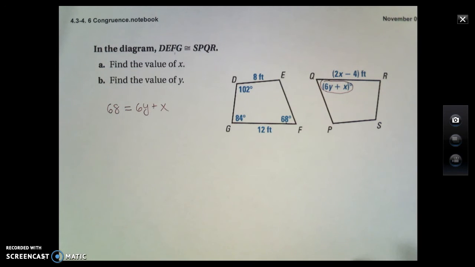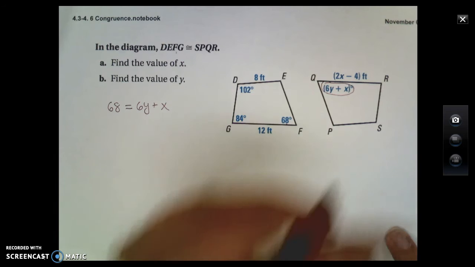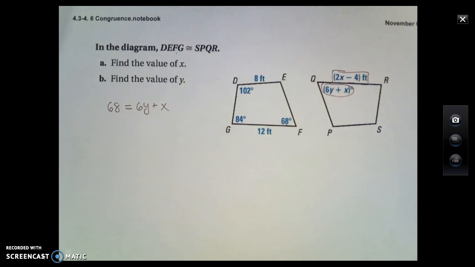Now this isn't particularly helpful because I have x's and y's and I'm not able to solve for a particular variable yet. So we're going to have to now look up here at QR and make a decision here. QR is listed as 2x minus 4. So I now need to find a corresponding side to QR.